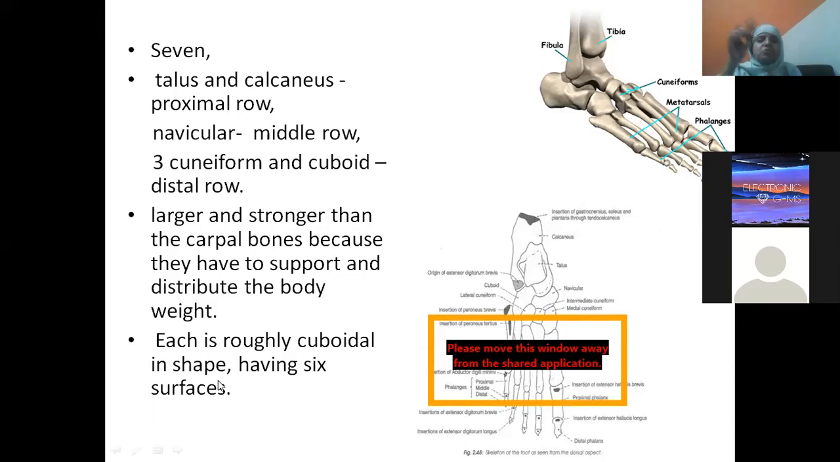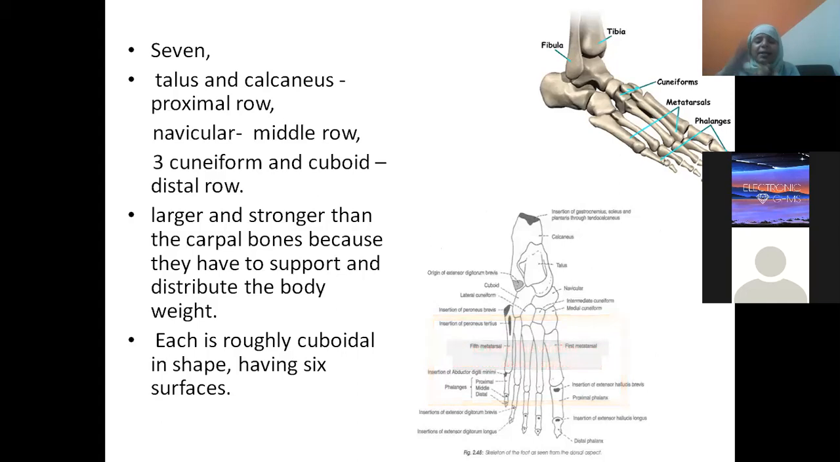So overall, I have shown you the biggest bone, beta, the largest among all. They look like a cube. So how many surfaces do they have? 6. Superior, inferior, medial, lateral, anterior and posterior. Is that clear, Hansraj? Yes, ma'am. So each bone has 6 surfaces.